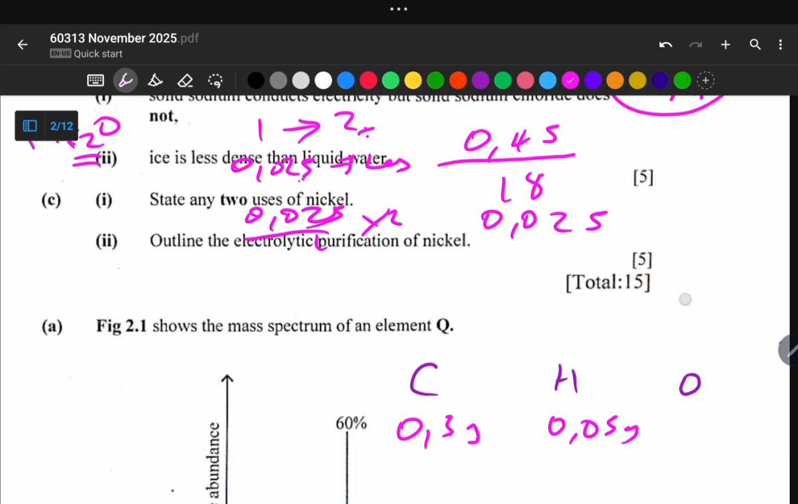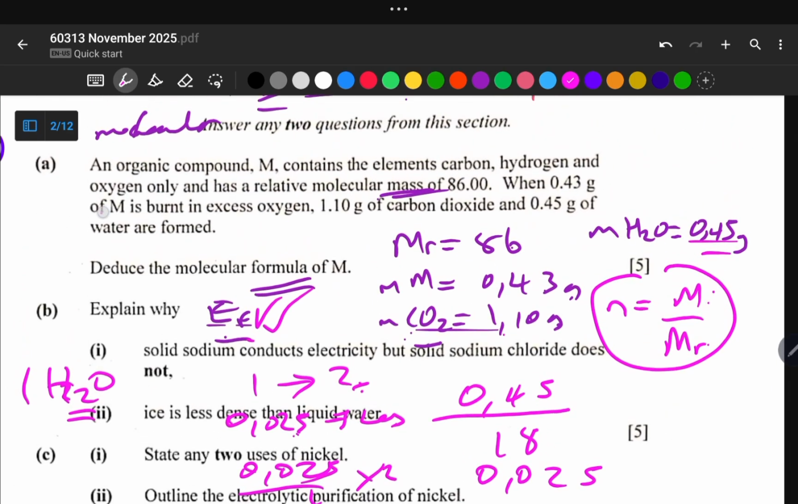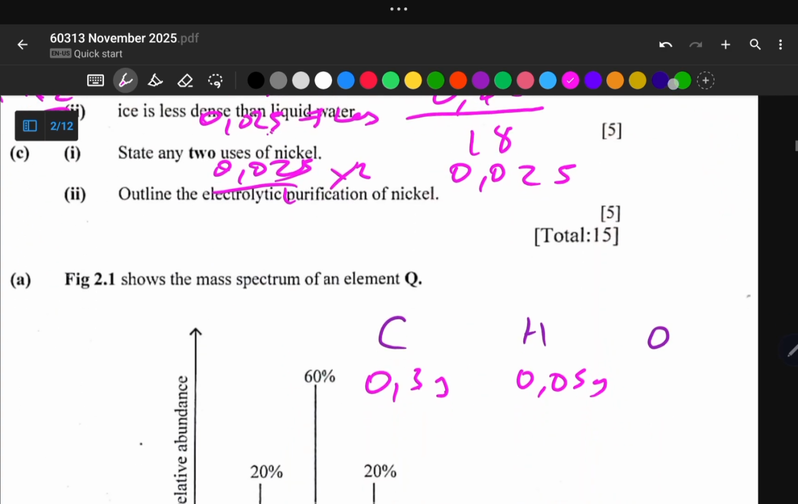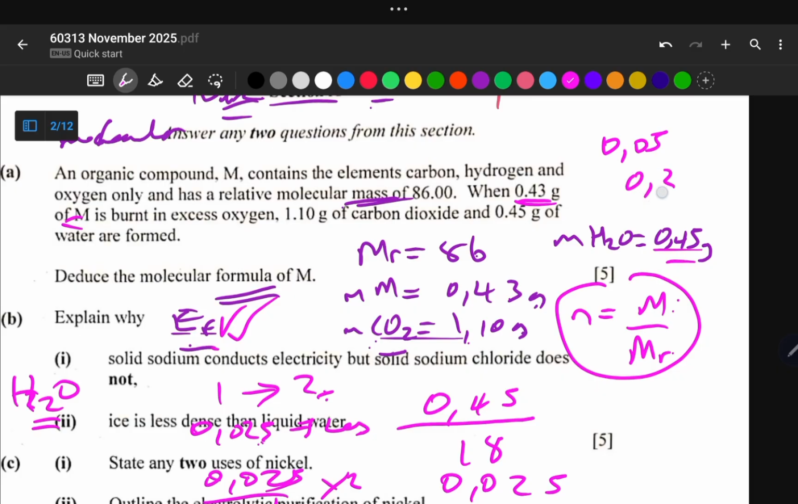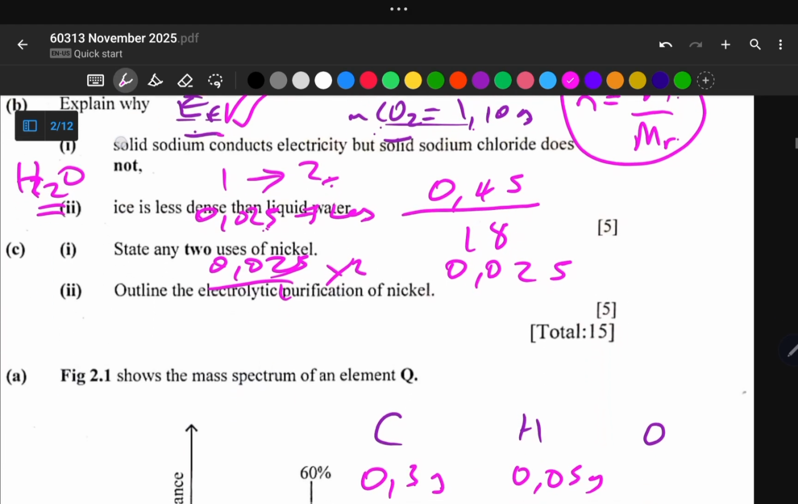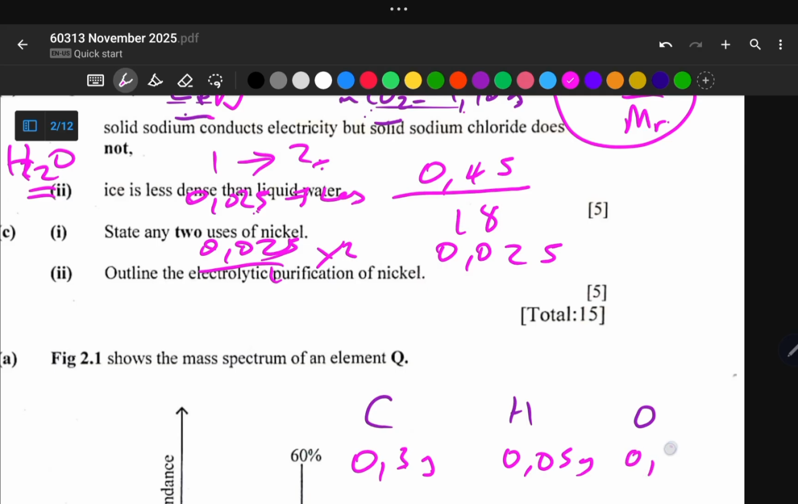And then we are left with oxygen. So we are told that the total mass is equal to 0.43. So here we have 0.05 for hydrogen, and then 0.3 for carbon, right? So we are left with oxygen. So we're simply going to add these two, and then we subtract from the total mass, right? So this one plus 0.3, and then we subtract from 0.43, and then we are going to have 0.08 grams, right?